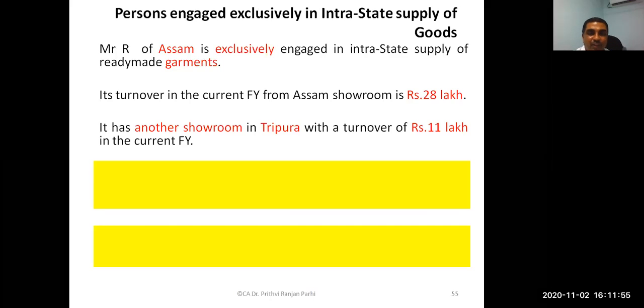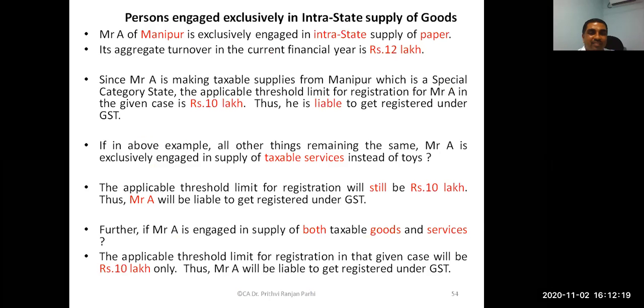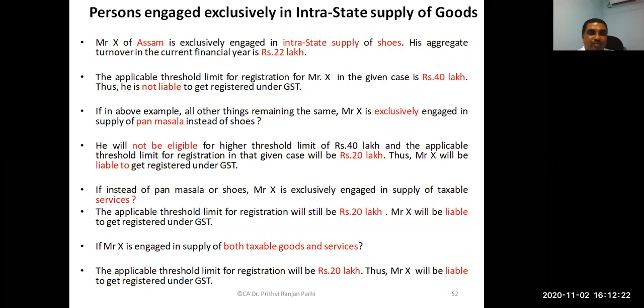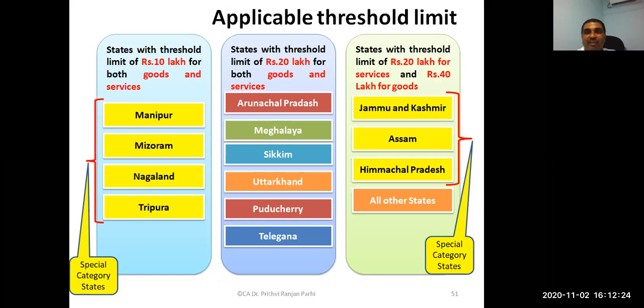No, sir. Why no? Think about it. In Assam, he is not liable, sir, because in Assam the threshold limit for goods is 40 lakhs. But in Tripura he is liable, because Tripura is a special category state. Tripura, what is the limit? The Tripura limit is 10 lakhs.